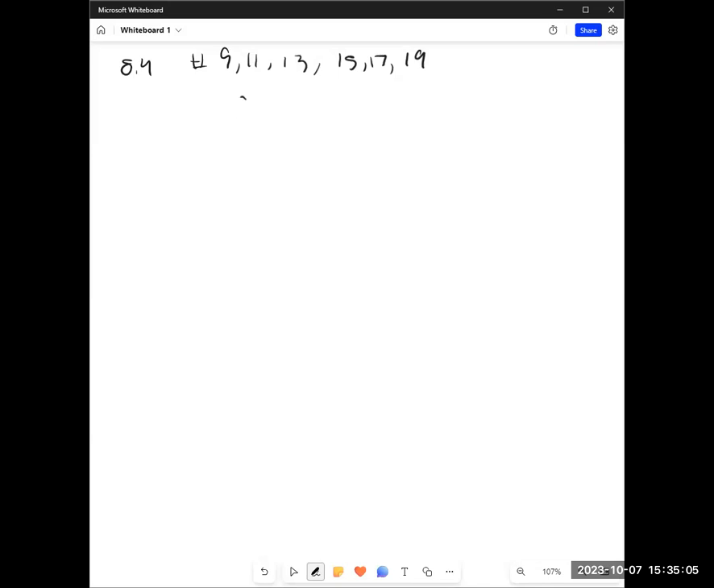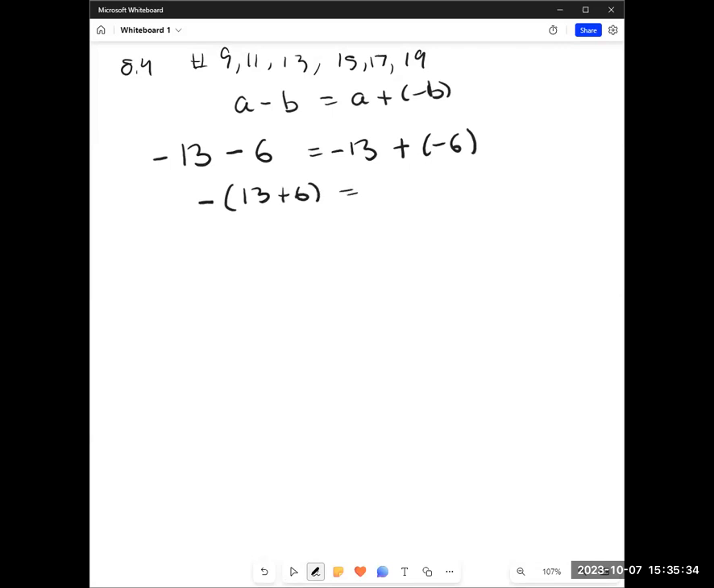By definition, subtraction is addition of the opposite. So when we have negative 13 minus 6, that's the same thing to me as a negative 13 plus a negative 6. So I'm adding like signs. I'm going to keep that sign and add the absolute values like we talked about last time, and I get a negative 19.